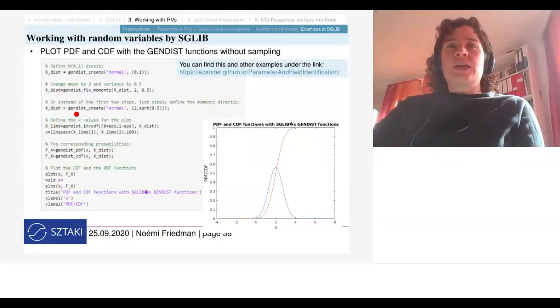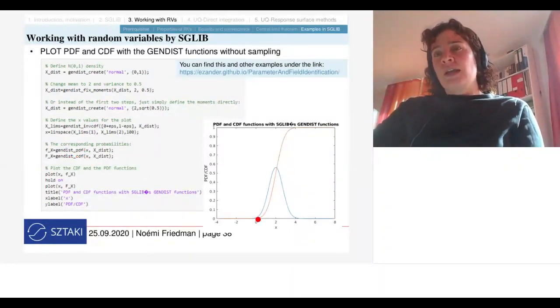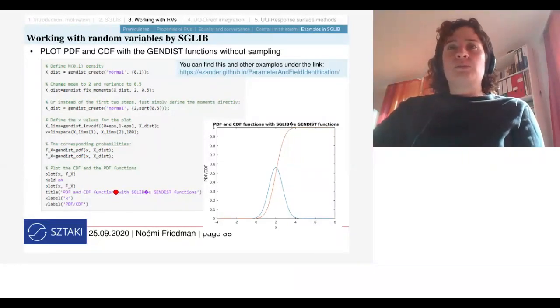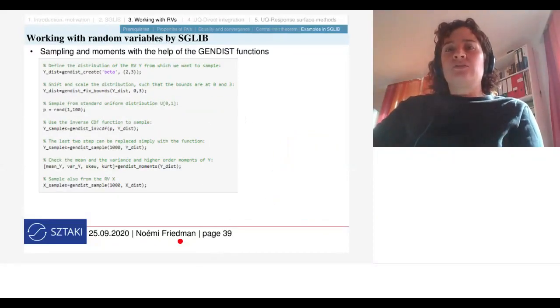Once you have created this distribution, there are many things you can do with it. For example, you have access to the inverse CDF of the function, with which you can sample from the distribution. You also have access to the probability density function and the cumulative distribution function, and you see them plotted here. So these are the low-level functions. There are also higher-level functions that I will show you later on.